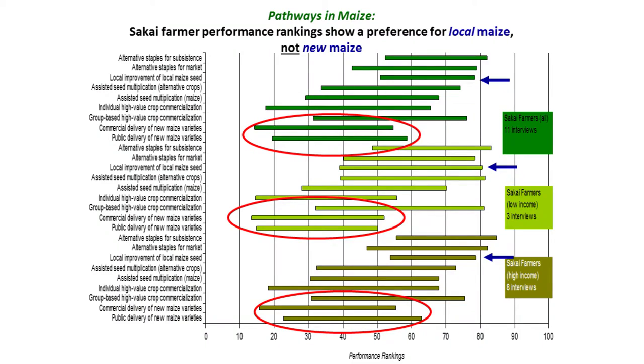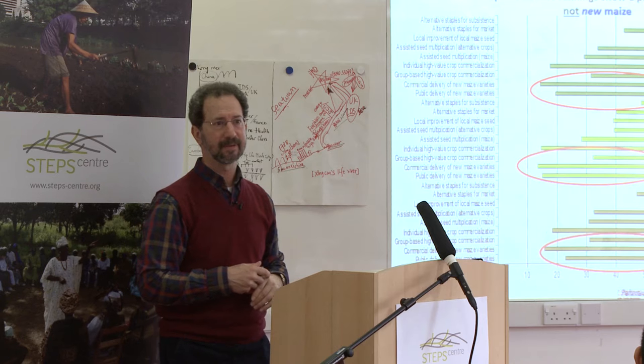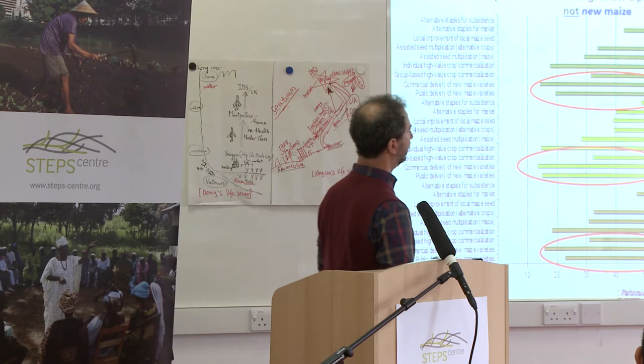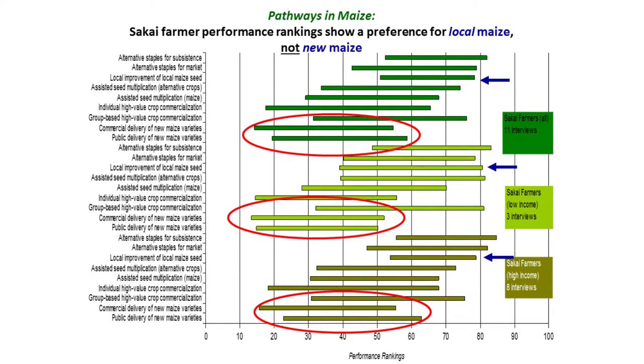So there was a discussion here, a recognition that farmers preferred local maize, not the new maize that was on offer. They wanted to be up here with these varieties, not the new ones that were being put on the table.